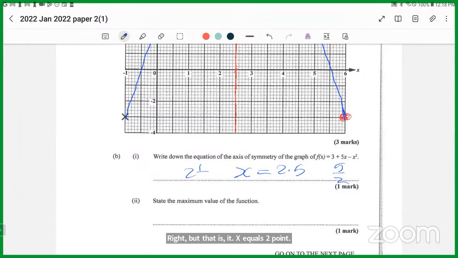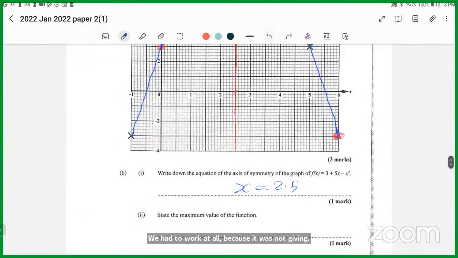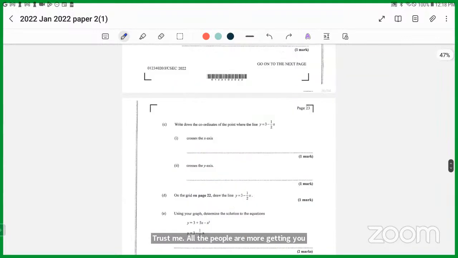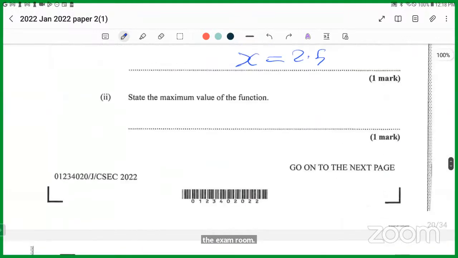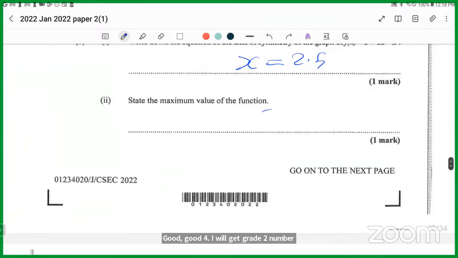State the maximum value. We worked it out. We had to work it out because it was not given in the table. Trust me, all the people who get grade 3 in the exam room, them write 9. People who get grade 4 and who get grade 2, them write 9 and lose that mark. We want this 1 mark. Every mark important. We want it. So we have to know that it is 9.25. That is the maximum value on this function.